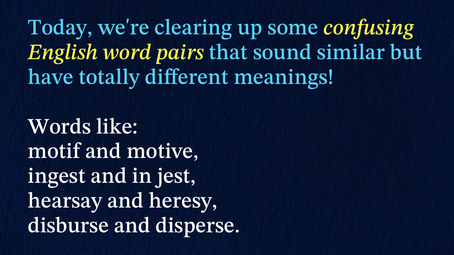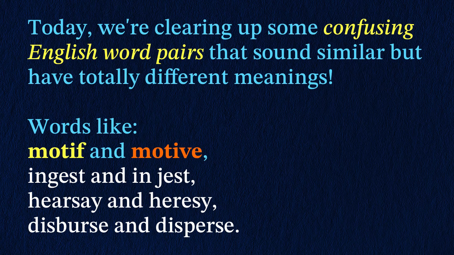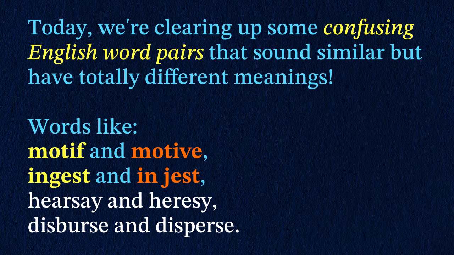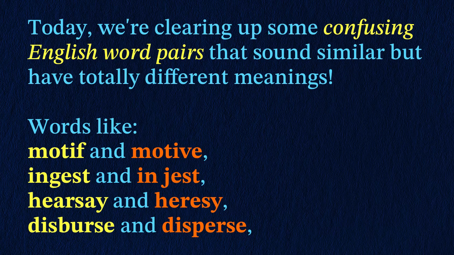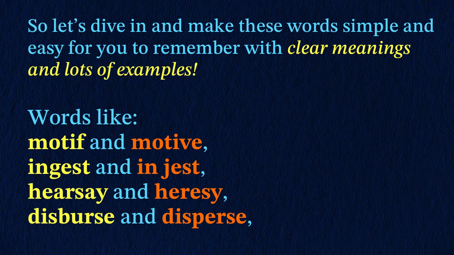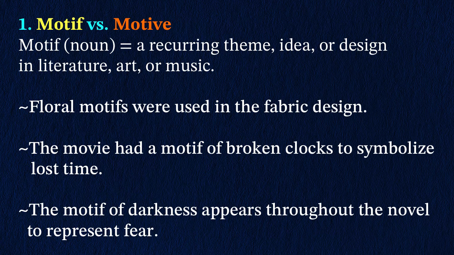Today we are clearing up some confusing English word pairs that sound similar but have totally different meanings. Words like motif and motive, ingest and in jest, hearsay and heresy, disburse and disperse. So let's dive in and make these words simple and easy for you to remember with clear meanings and lots of examples. 1. Motif versus motive.